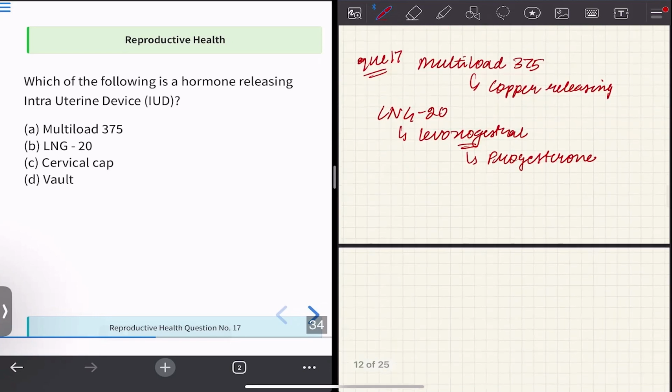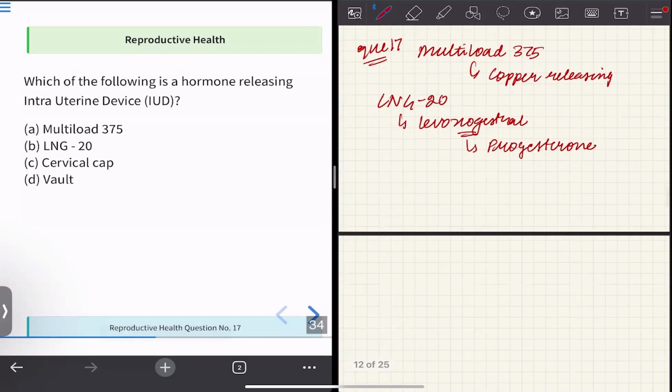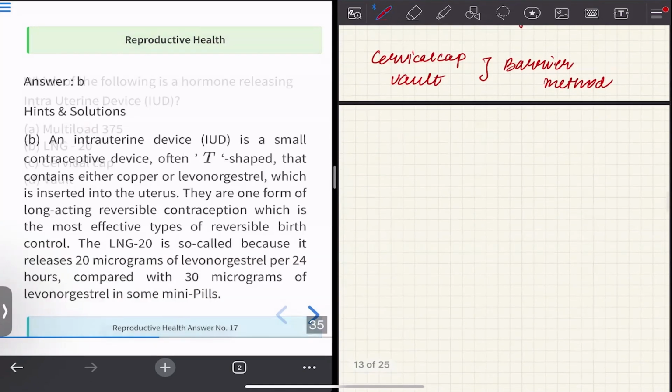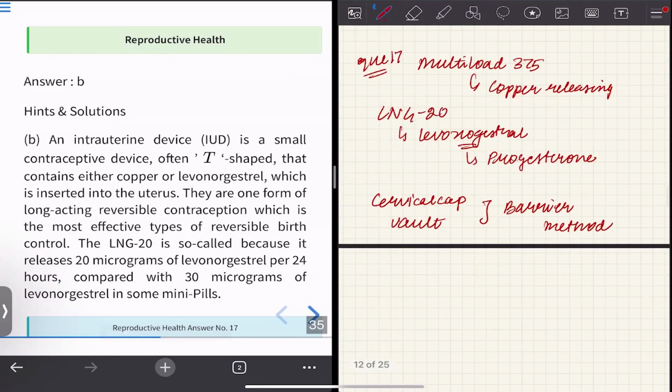Then we have cervical cap, and they are a barrier method of contraception. So we have cervical cap and wall. These are barrier methods. Okay. Moving on to the next one. So intrauterine device, it is LNG 20. Why is it called LNG 20? Because it releases 20 microgram of levonorgestrel in 24 hours.